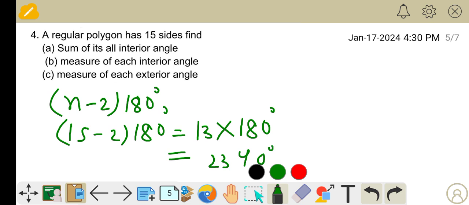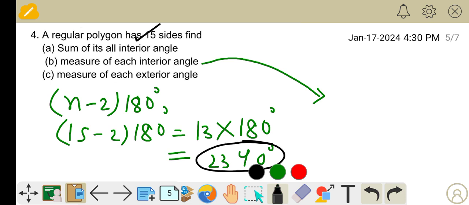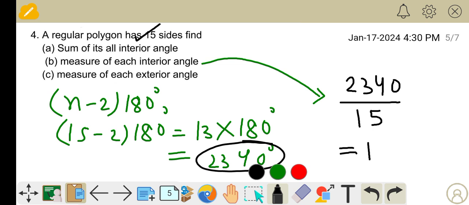(2340°). In the second question, the measure of each interior angle can be calculated by dividing the total angle by the number of angles, which is 15. So 2340 divided by 15 will be 156°.